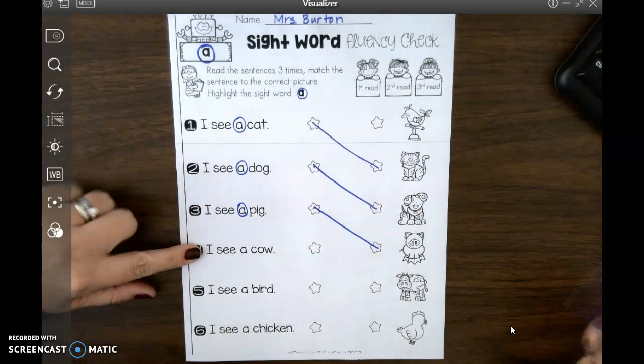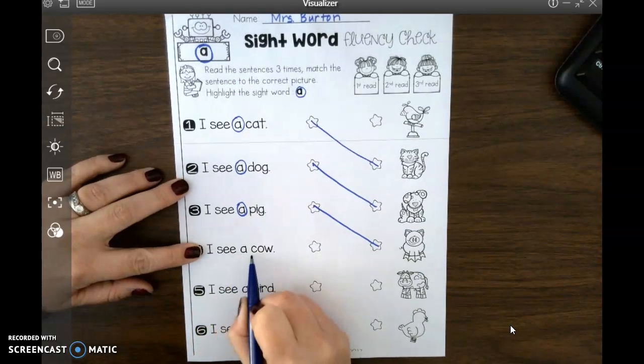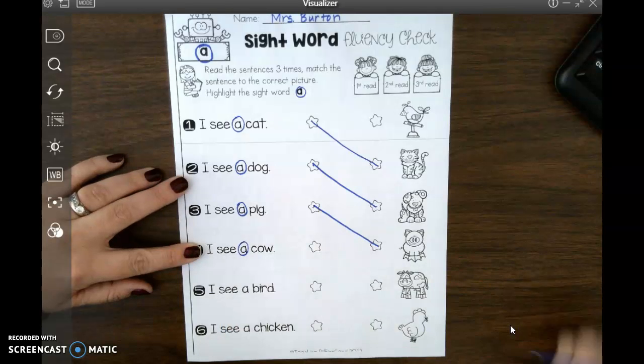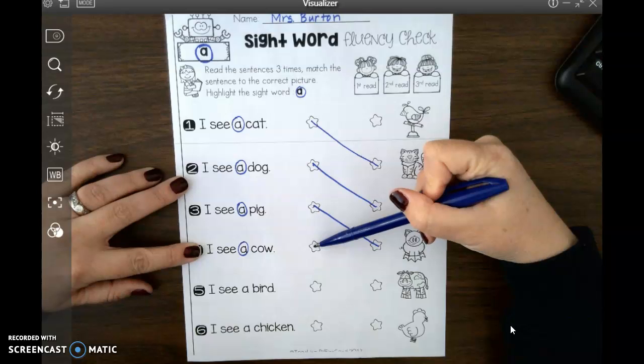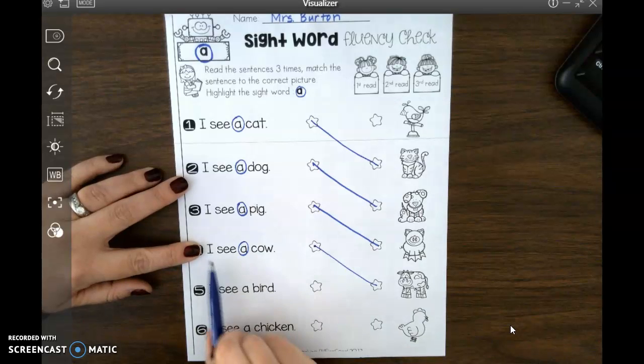Let's read sentence number 4. I see a cow. I see a cow. Find the word A in that sentence and circle it. It's right there. And then you're going to draw a line to the cow. So put your pencil here and see if you can find the cow. I think it's right there. Let's read that sentence one more time. I see a cow.